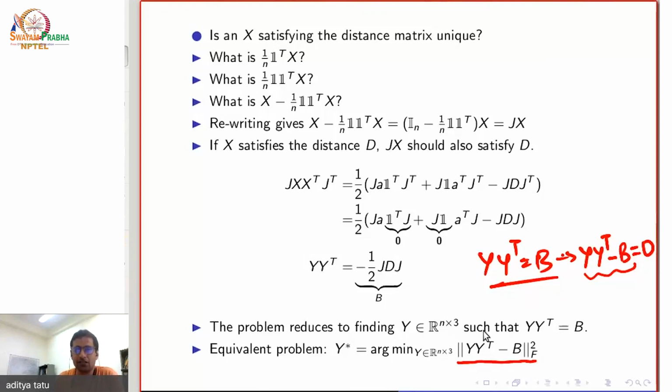Fine. Okay, now how do you solve this? Do any one of you know how to solve this problem? What is the key here? Y has to be an n cross 3 matrix. Right? And what sort of a matrix is B? What happens if I take a transpose of matrix B? B transpose is equal to J transpose D transpose J transpose J D J. Both of them are symmetric matrices. So therefore B transpose is B.